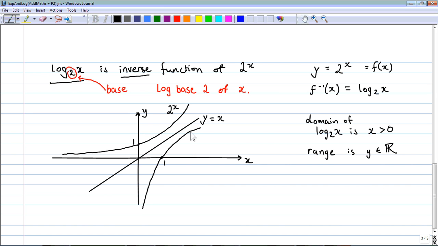And it's also interesting to note that although this curve is sort of slowing down, just as this curve is speeding up, nevertheless it will achieve any positive y value. It will go up to infinity, but it will go up to infinity slowly. Excuse me, if that makes any sense.